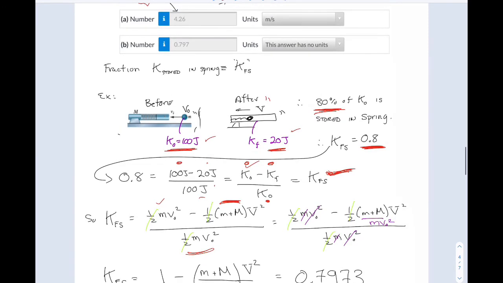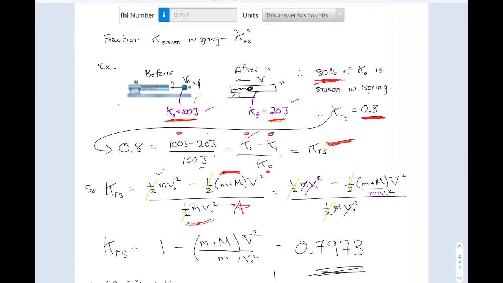and I divide it by K initial, and then I just did some algebra. You can put in the numbers right here, but I just simplified things. I got rid of the half. I divide it by little m, I divide it by V0 squared, and I wind up with that expression. You don't have to do this, it's just less math.